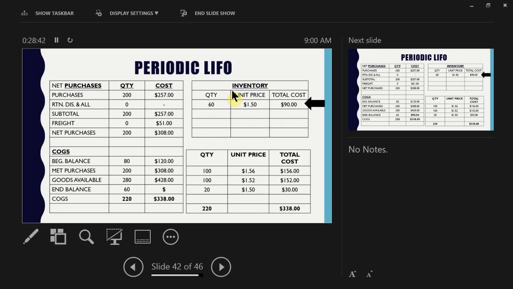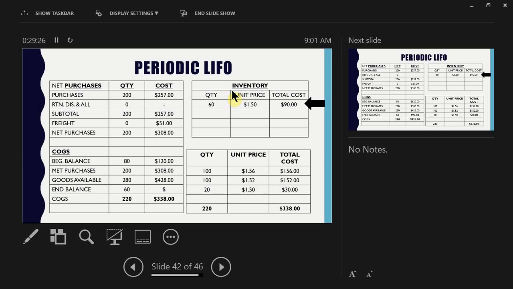Now, again, how to calculate that is the first 100, obviously, is going to be for the $1.56. Then the second one's going to be another 100 for the $1.52. And then lastly, because we are selling a total of 220 items, we now need to also dip into our very, very beginning inventory, right? We need to take 20 items out of the 80 items, which costs us $1.50 each, and that's going to give us a grand total of $30 again.